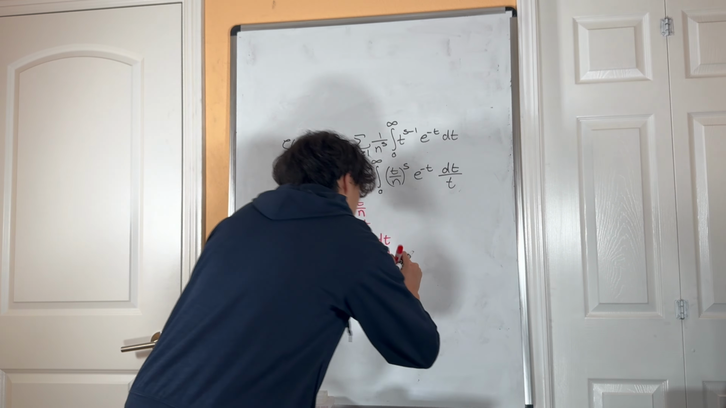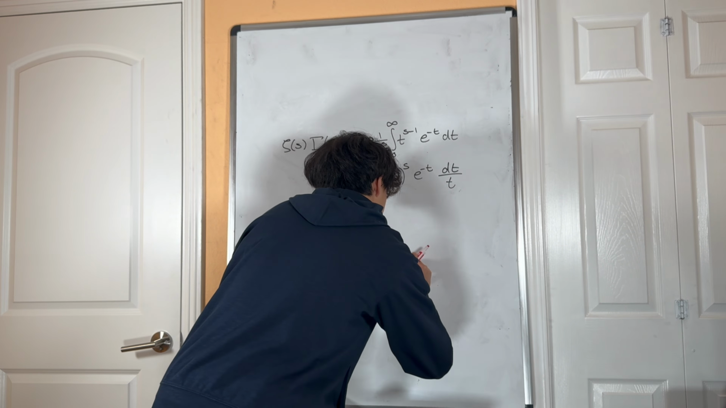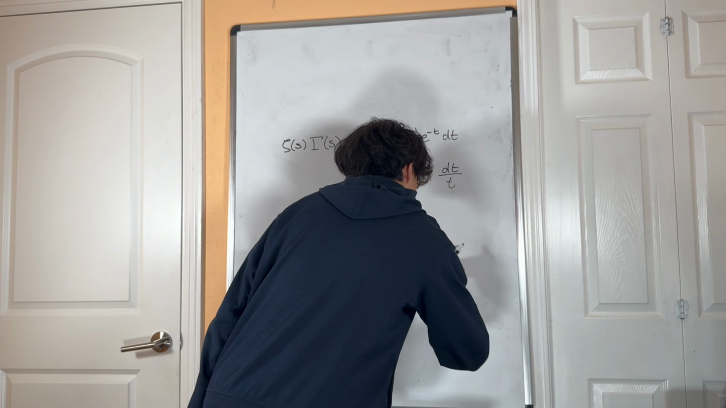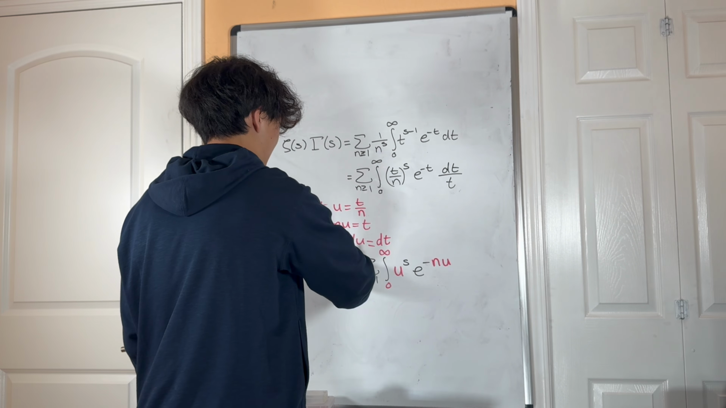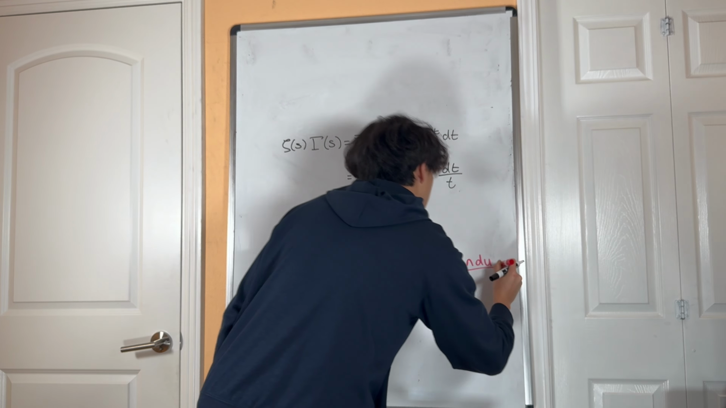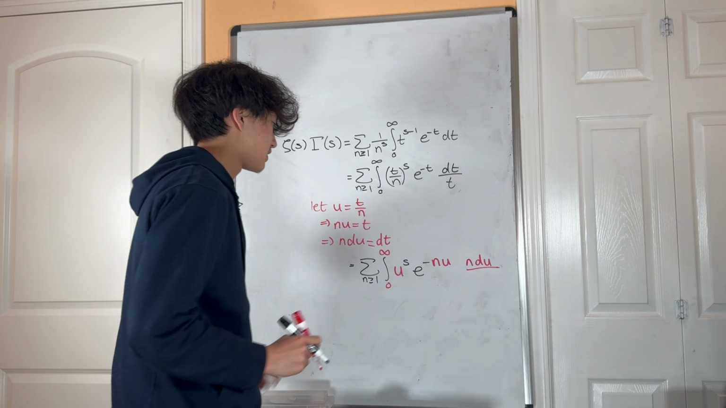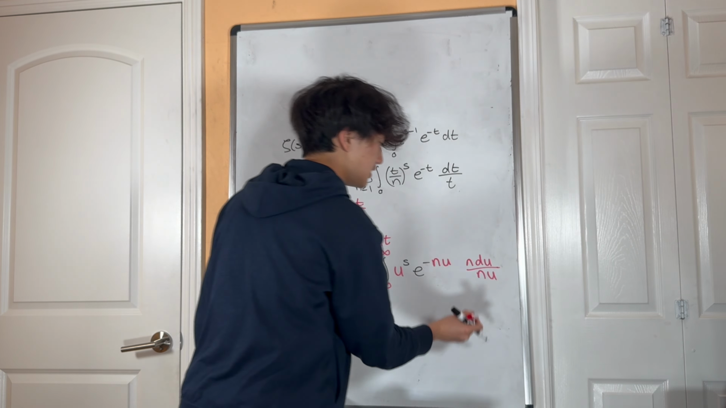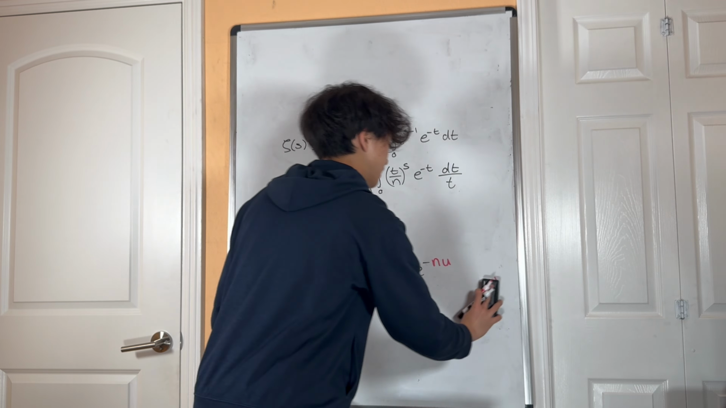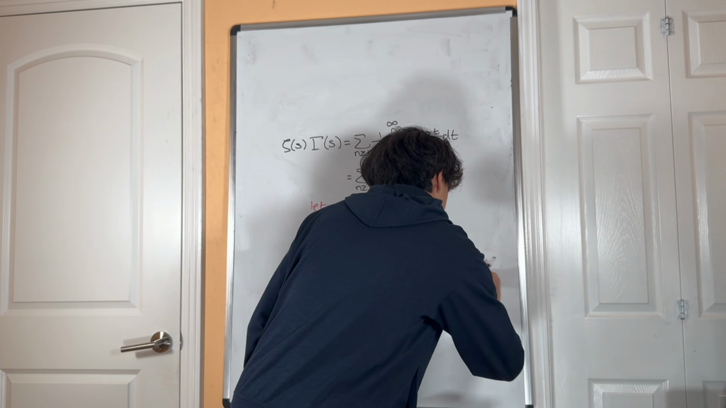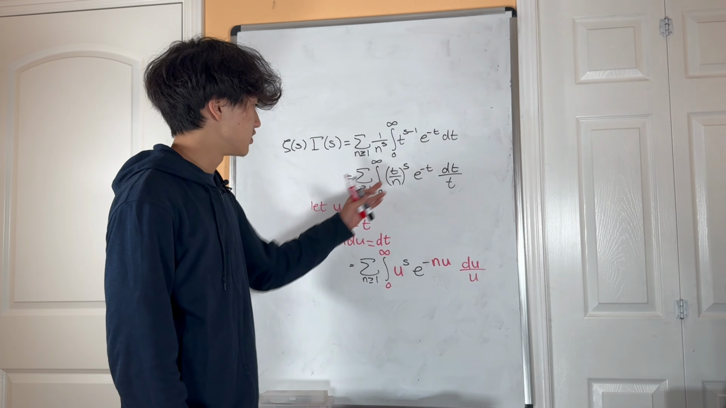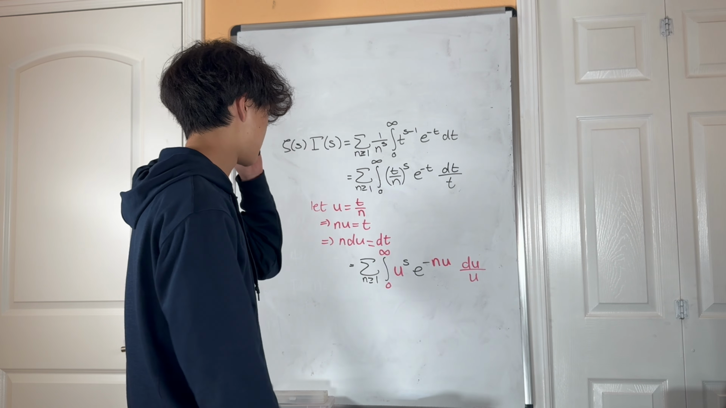T over n is just u, so we have u to the power of s, e to the negative t, which is nu. dt is just n times du, so we have that. The denominator t is just nu. So these n's are going to cancel each other out. So that's still going to be the same. It's still going to be du over u. All right, and that looks so much cleaner now because you no longer have this divisive base.